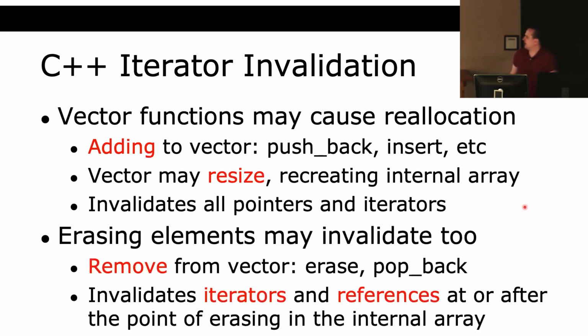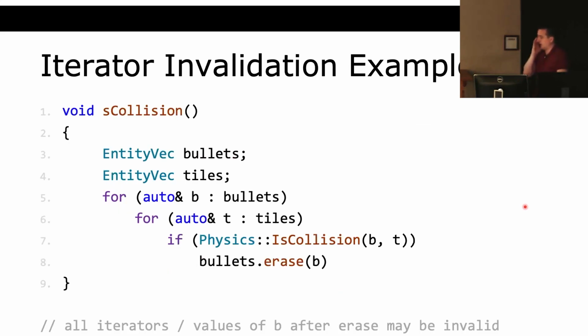Erasing elements may invalidate too via a different mechanism. So if we remove from a vector, it could also invalidate all of those iterators and references, or if you have written your loop poorly, it could also skip over things and you could miss things that you're trying to do. So here's an example in code.